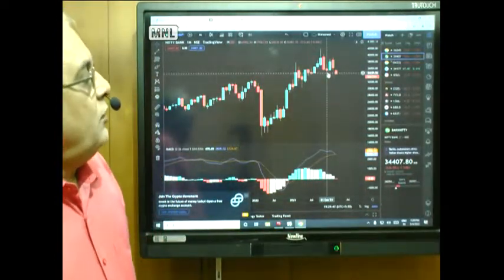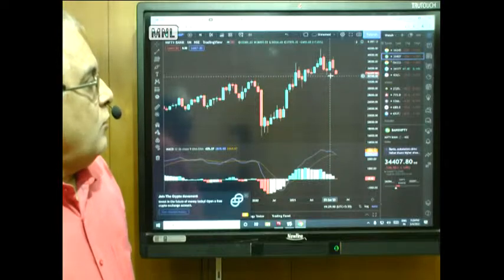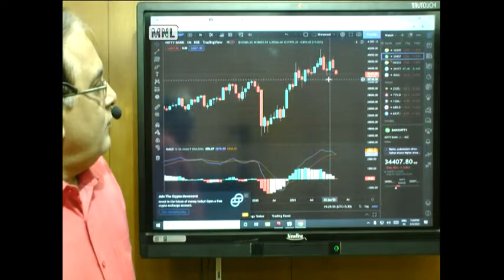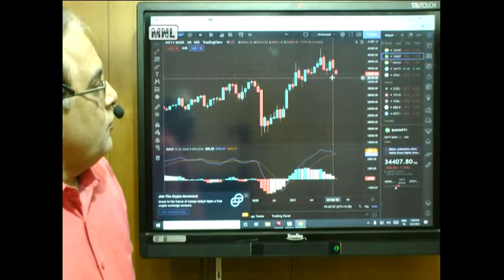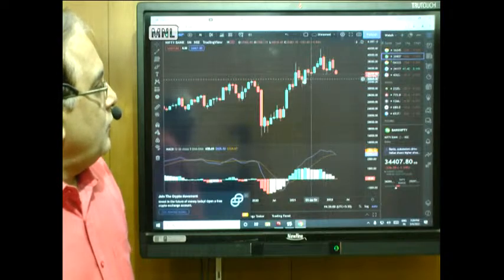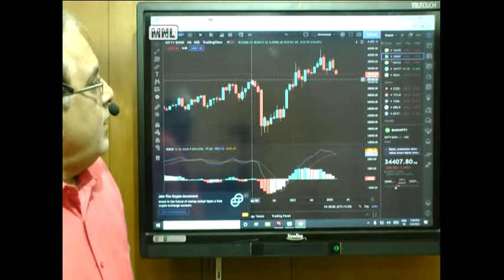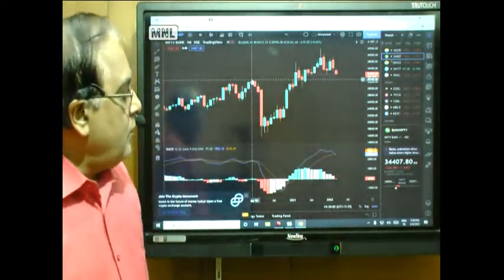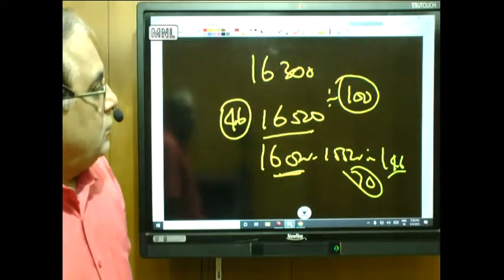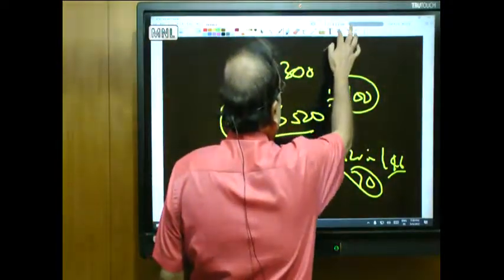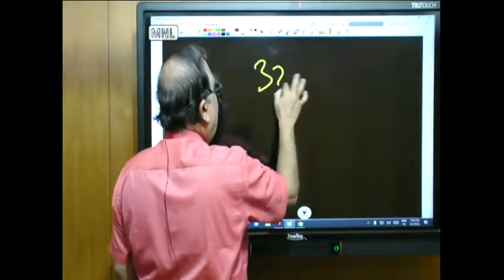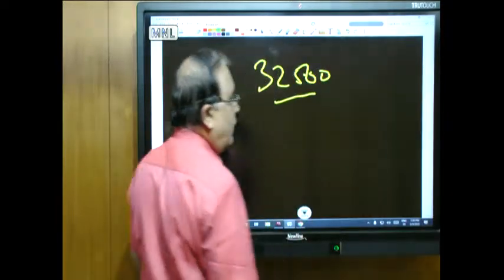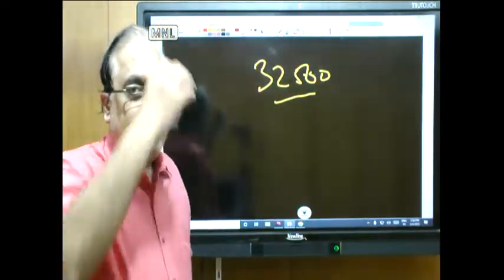Now, where is it likely to go? If this is broken, then probably we will be heading towards this particular level, which is 32,560. If this level, 33,857, is going to be broken, there's a chance that we will head towards 32,600. 32,600 is a strong possibility as far as Bank Nifty is concerned. 32,560. Now it is 33,857. So 32,560 is a distinct possibility as far as Bank Nifty slipping is concerned.